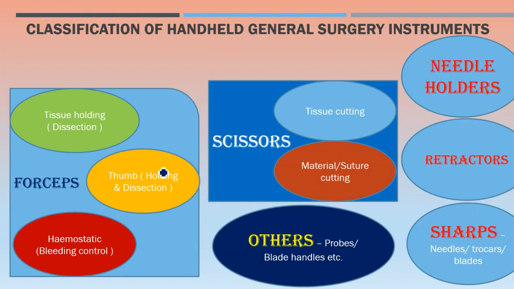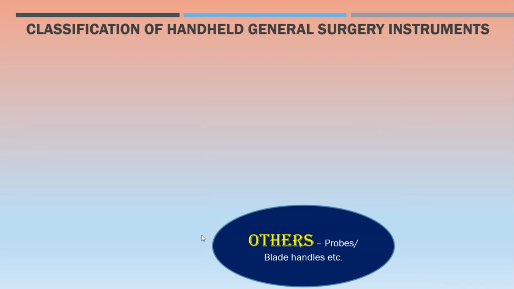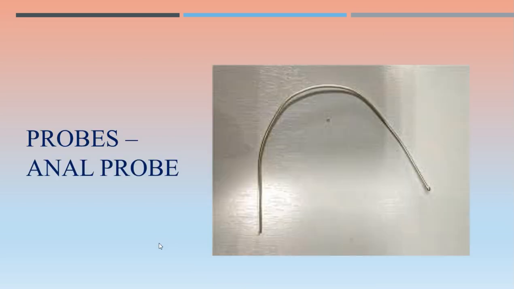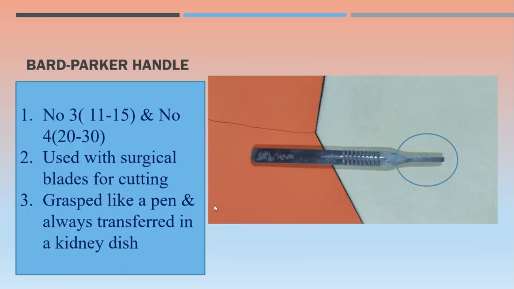So that is all in the case of sharps. We have covered the sharps, and the next is the others. In others, we have the various probes, the blade handles, the Bard-Parker handle. Like this is an anal probe. This probe is basically used to manage perianal fistulas. Just try to understand the details; we can discuss them later on. So, anal probe. This is the BP handle at the tip.